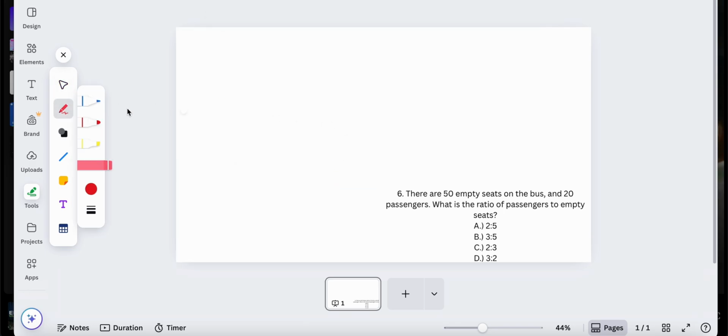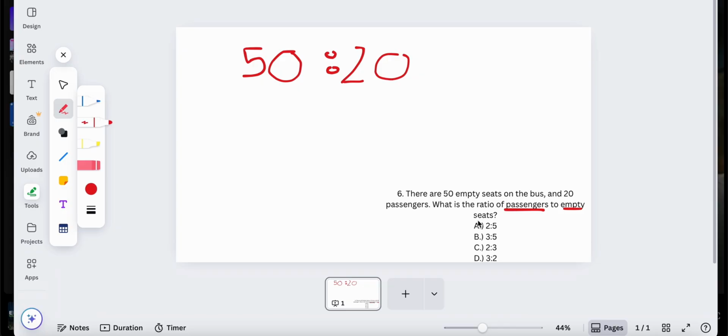Alright, last question. There are 50 empty seats on the bus and 20 passengers. What is the ratio of passengers to empty seats? Now this one may seem a bit tricky, but you have to read this very carefully. So on a bus, there are 50 empty seats and 20 passengers. So let's write the ratio to this.